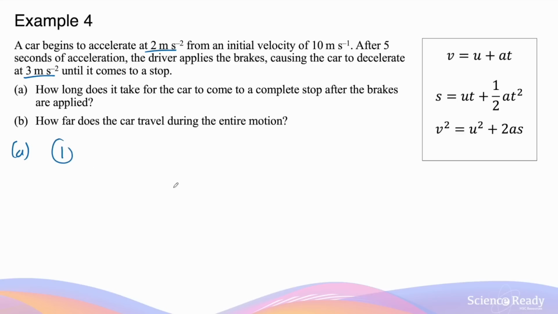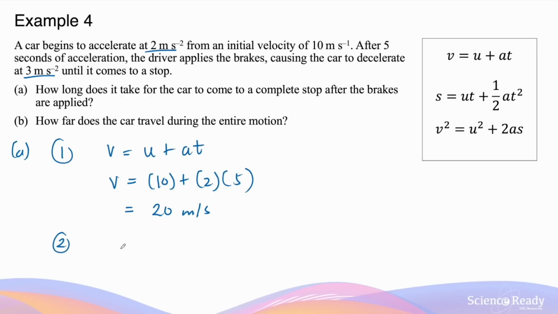In the first part of the motion, we can use V equals U plus AT to determine the final velocity of the car. V equals U, here 10 meters per second, plus 2 meters per second squared multiplied by 5 seconds. The final velocity we calculate here will be 20 meters per second. So the car is traveling at 20 meters per second after the first interval of acceleration.